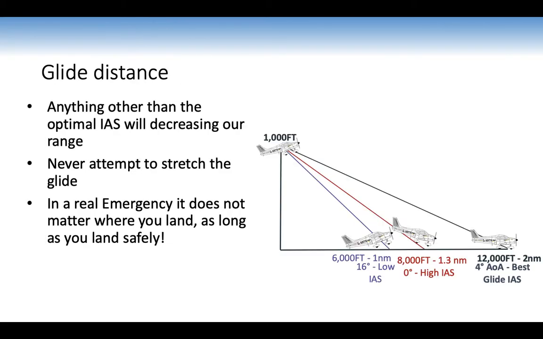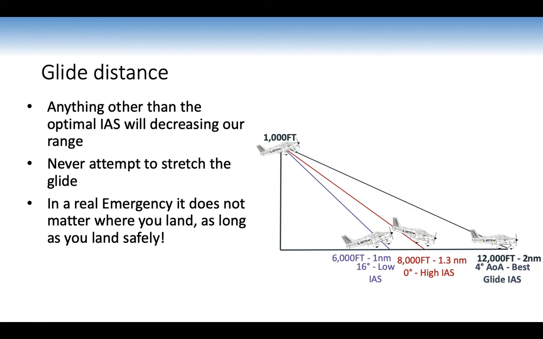Glide distance. Anything other than the optimal indicated airspeed will decrease our glide range. We looked at this in our descending brief: the best indicated glide speed, 73 knots, gives us the best range, and anything faster means we've got a lot of parasite drag, anything slower means we've got a lot of induced drag. Never attempt to stretch a glide.